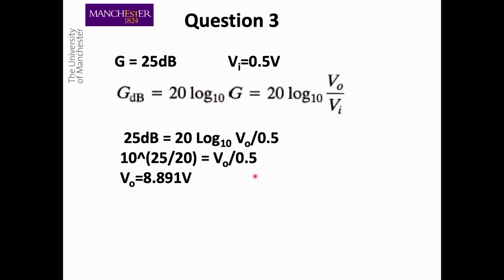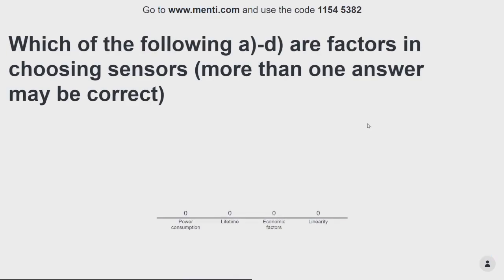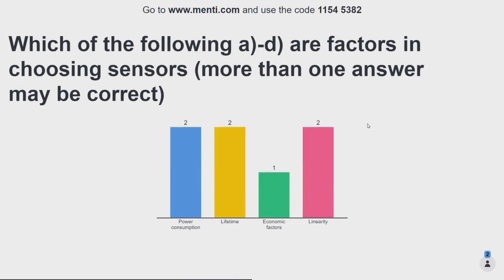Let's have a look at our next question. Which of the following, A to D, are factors in choosing sensors? More than one answer may be correct. The lifetime of the sensor. Yeah, lifetime, lifespan. Say you work for Airbus now. You've got to choose a sensor for an aircraft. This is the type of question that I'm asking you.